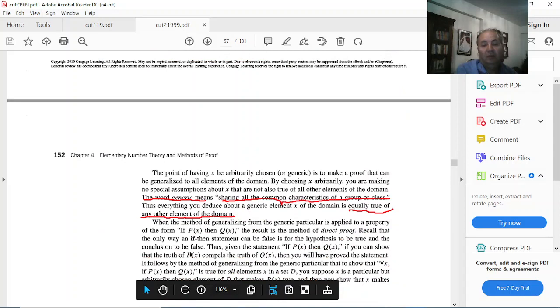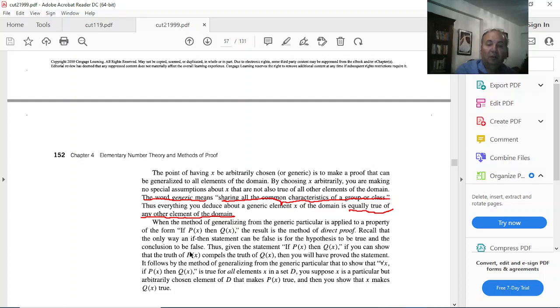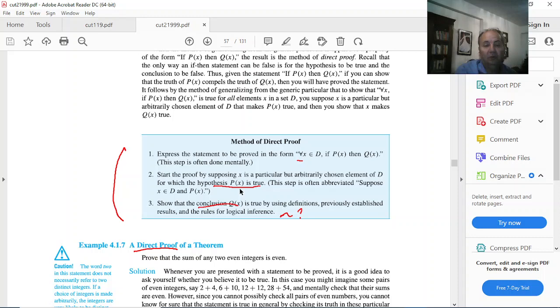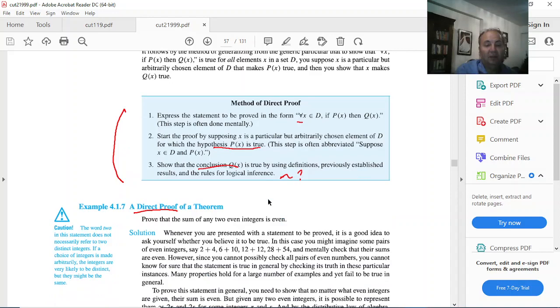X is a real number. Okay, X is a generic number, equal to any other. When you prove it for X as any real number, then you prove it for all real numbers. This is the way you do a direct proof. The method of direct proof is to start by supposing a particular but arbitrarily chosen element, assume the hypothesis is true, then try to prove the conclusion is true by using definitions or established results, whatever you use. Straightforward is direct proof.